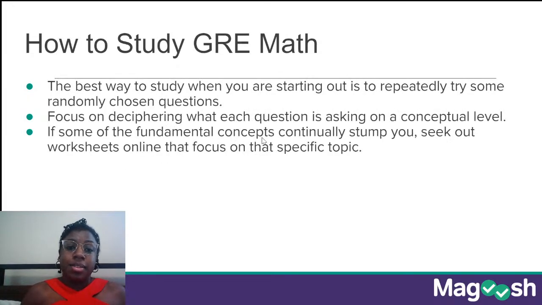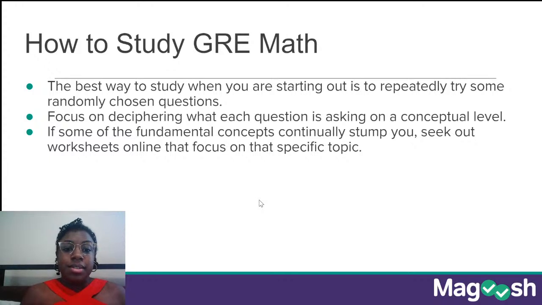Succeeding at the GRE Math section requires you to be able to answer a wide, diverse array of questions. The best way to study when you are starting out is to repeatedly try some randomly chosen questions. This will help you to move past the basic concepts and formulas and enable you to confidently tackle the quantitative section on test day. When you are studying, you should focus on deciphering what the question is asking on a conceptual level and making the appropriate plan to solve the problem. This skill is more valuable than any formula.